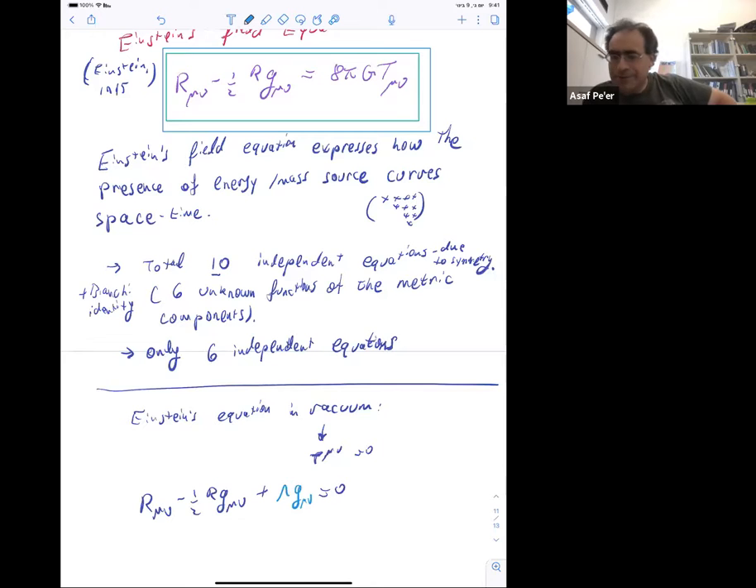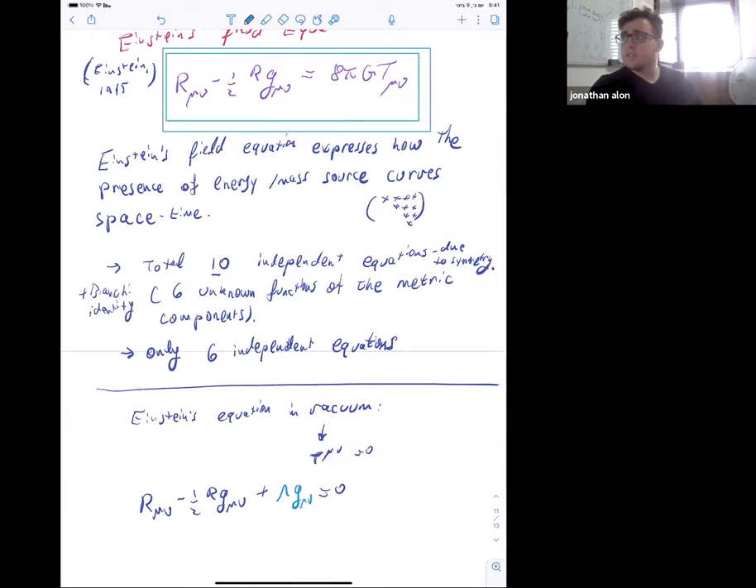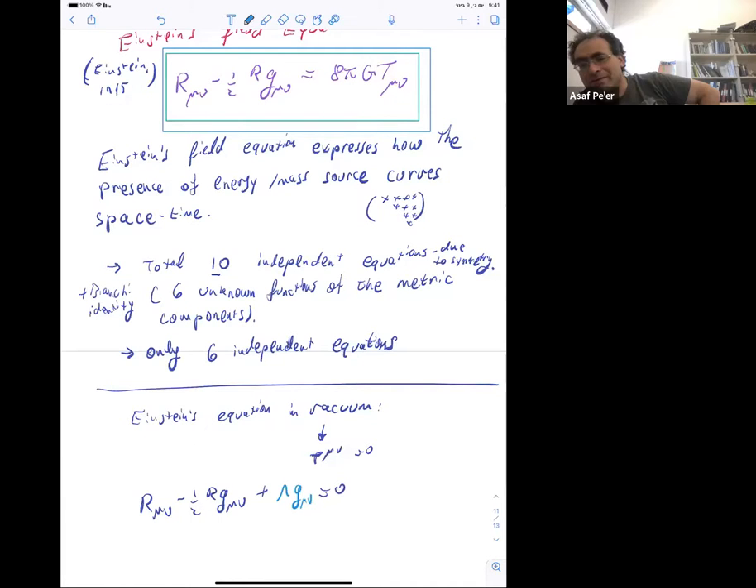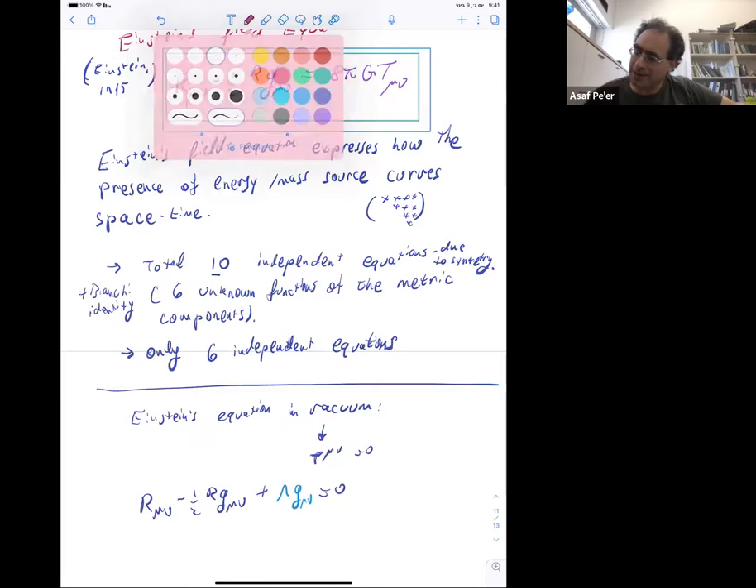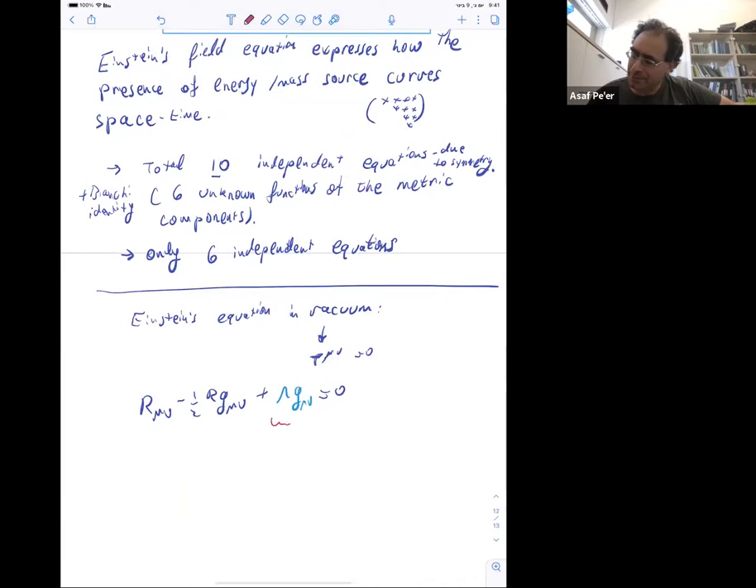How do I call this term? Cosmological constant. Very good. The cosmological constant. I can always add it to the equation. So that's the cosmological constant.